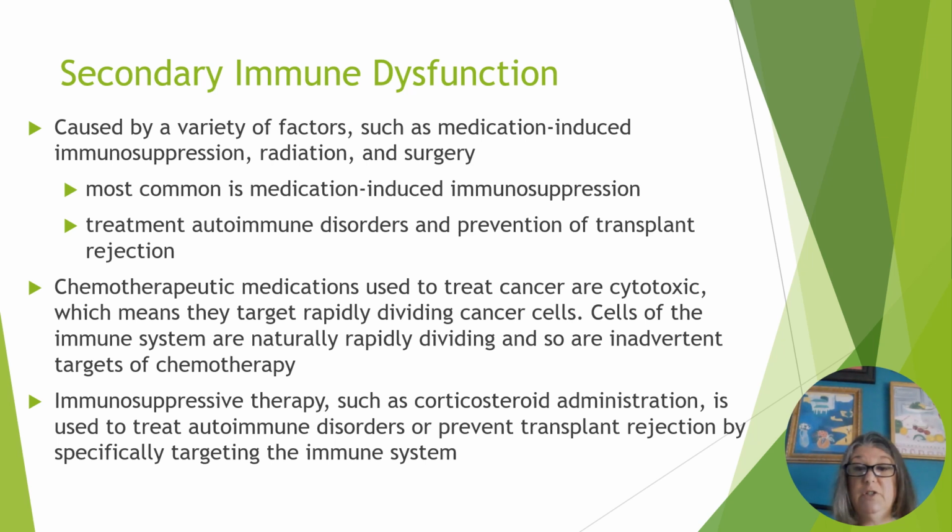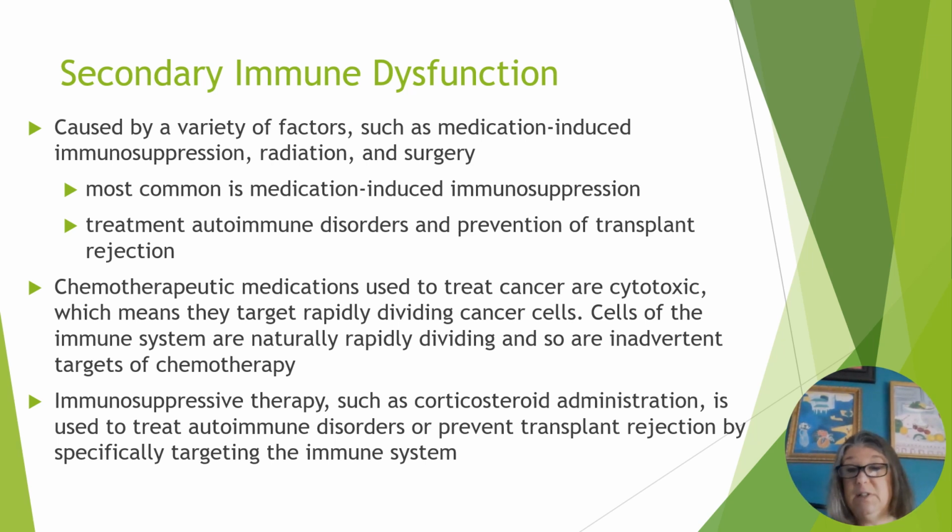Chemotherapeutic medications used to treat cancer are cytotoxic, which means they target rapidly dividing cancer cells. Cells of the immune system are naturally rapidly dividing, and so are inadvertent targets of chemotherapy. Cells such as white blood cells, including lymphocytes and phagocytes, are also destroyed by chemotherapy. So think about that. The thing about cancer cells that makes it such a problem is they proliferate so quickly, right? They reproduce really quick.